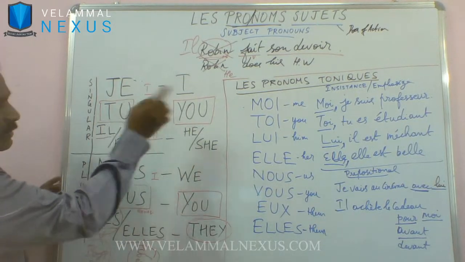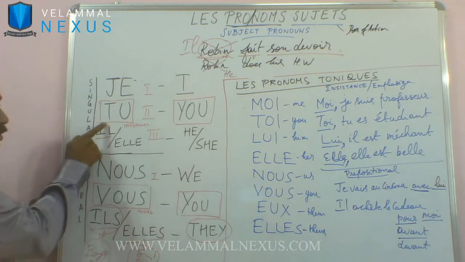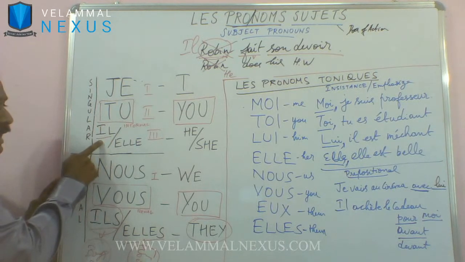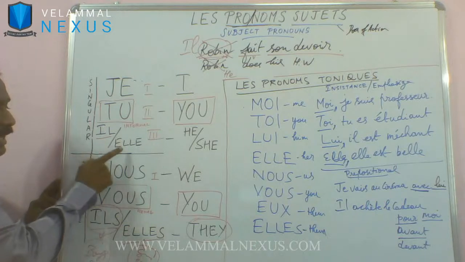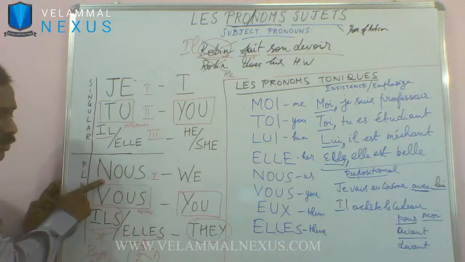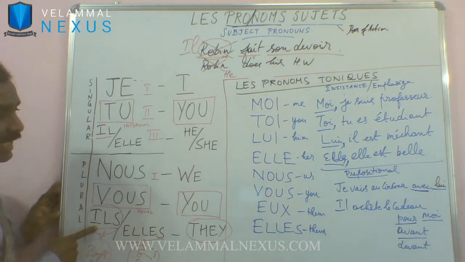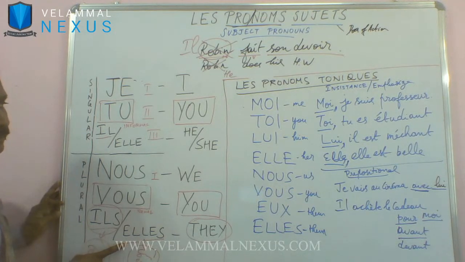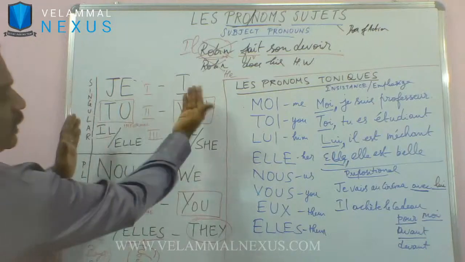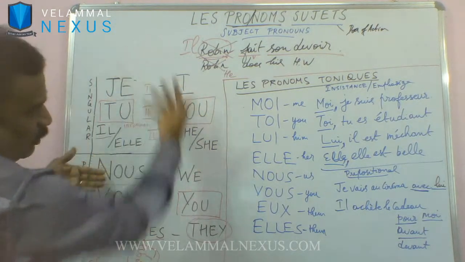I want to come again. Je, tu, il, elle, nous, vous, il, elle. These are subject pronouns which come before the verb. Subject and the verb.